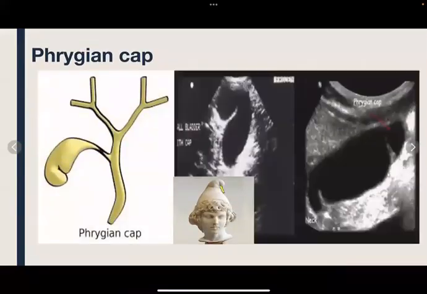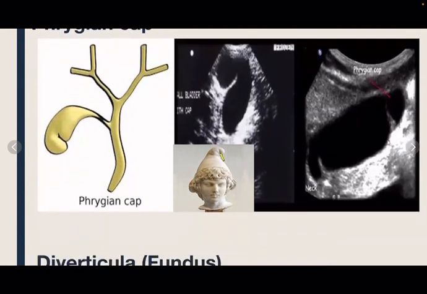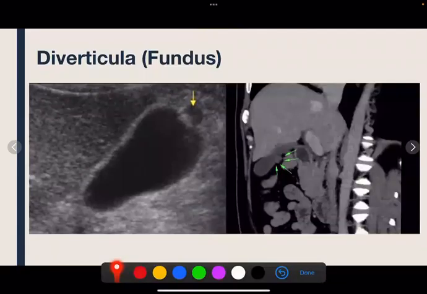The Phrygian cup: this is the Phrygian cup, when the fundus folds back upon itself. The clinical significance of this variant and multiple variants is that they cause stasis of bile, leading to the formation of gallstones. The diverticula: commonly we can see diverticula in the fundus of the gallbladder. This is a sagittal CT scan showing a diverticulum in the body of the gallbladder.